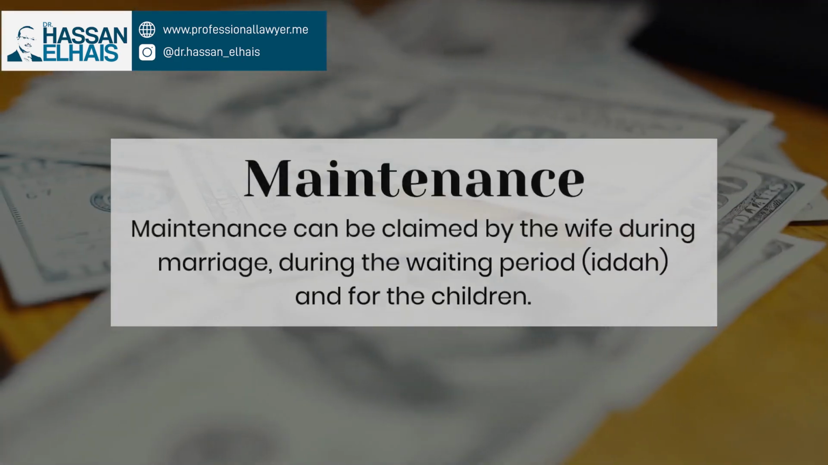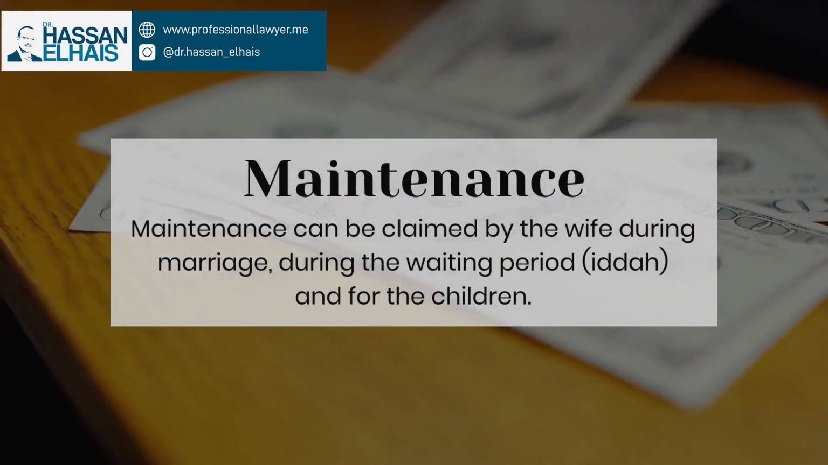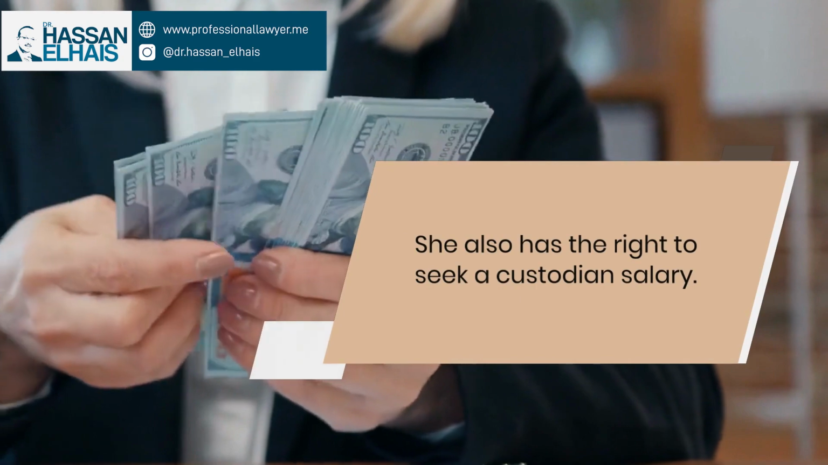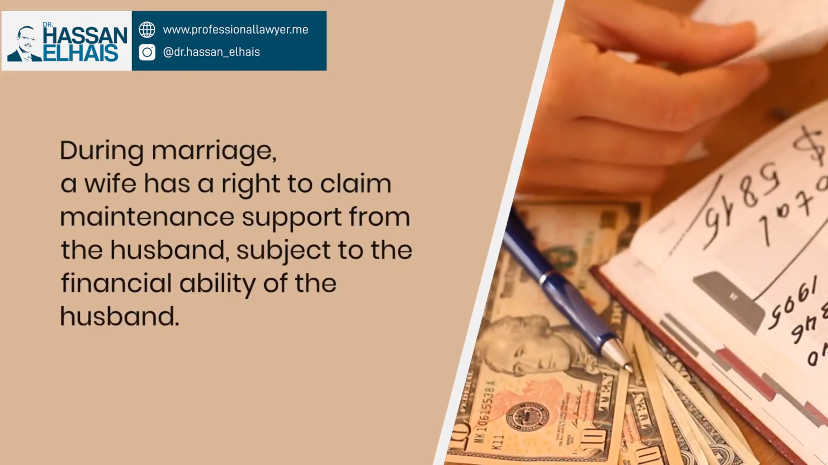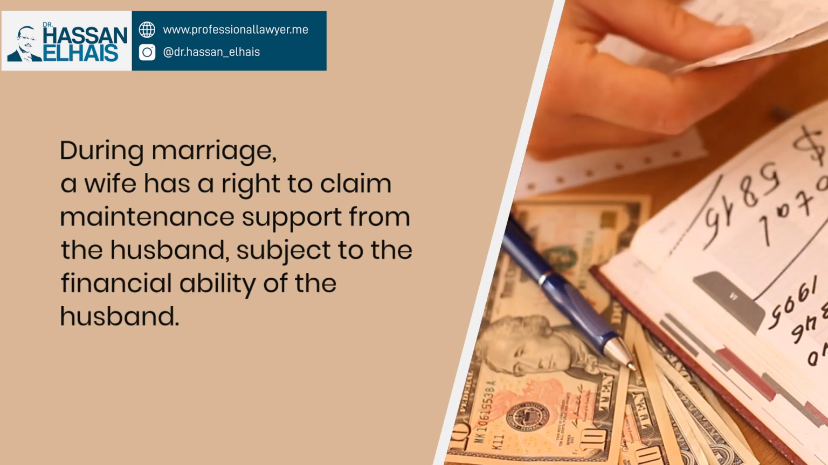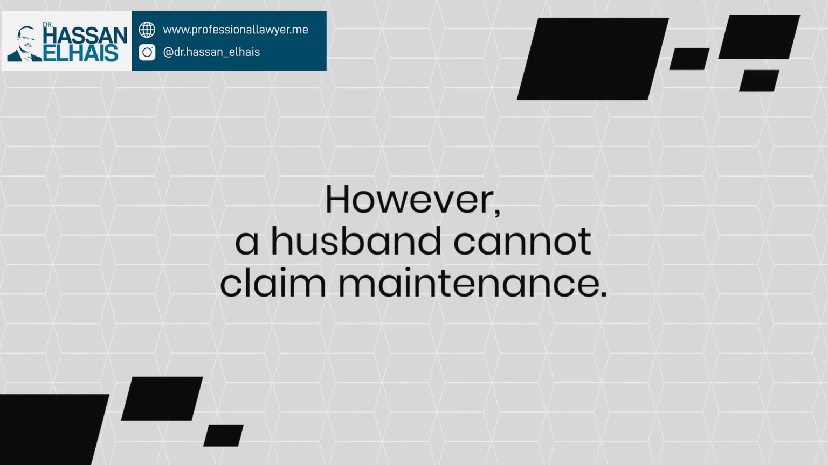D. Maintenance. Maintenance can be claimed by the wife during marriage, during the waiting period, Ida, and for the children. She also has the right to seek a custodian salary. During marriage, a wife has a right to claim maintenance support from the husband, subject to the financial ability of the husband. However, a husband cannot claim maintenance.